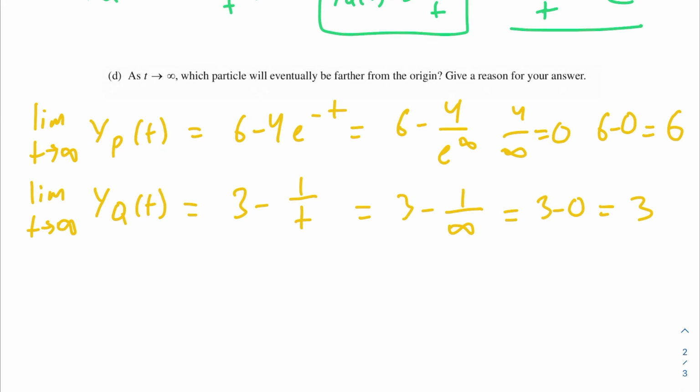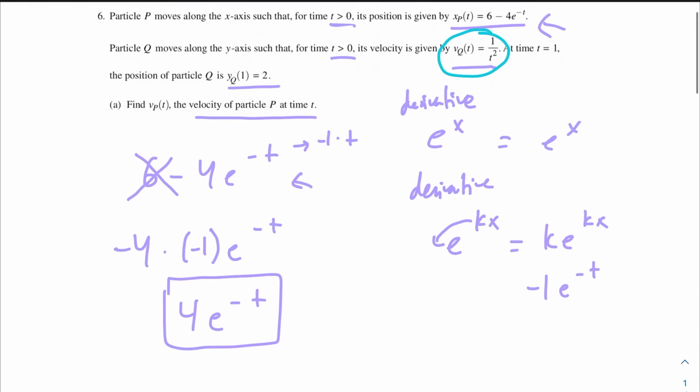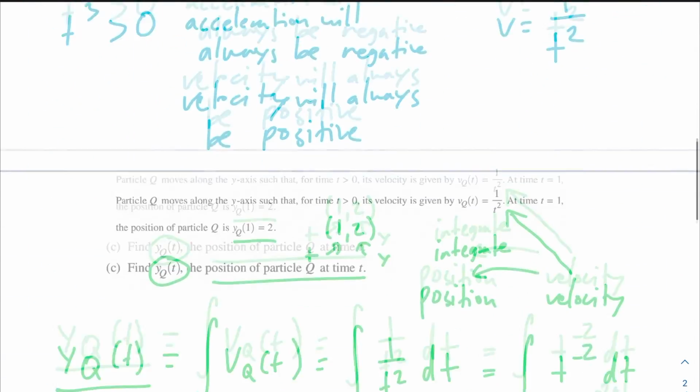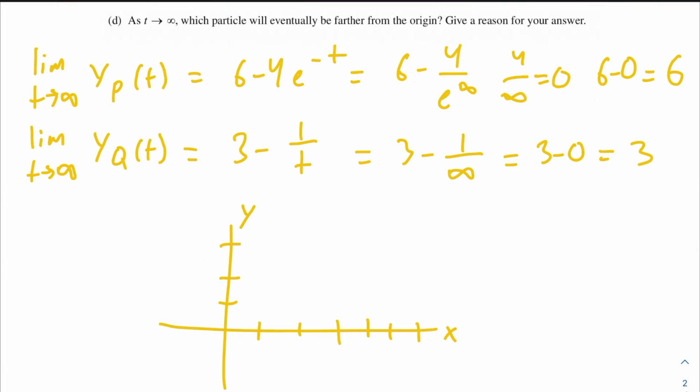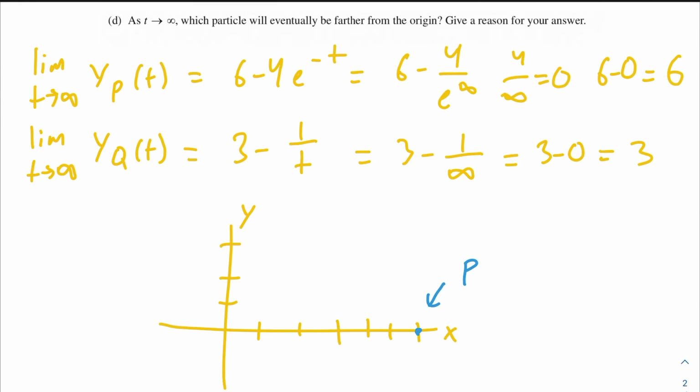And if you'll remember in the first part of the problem, it says that particle P moves along the x-axis and particle Q moves along the y-axis. So for the position of particle P, it's going to be around 6 as the limit goes to infinity. And then particle Q is moving along the y-axis, and as the limit goes to infinity, it's going to be at position 3.